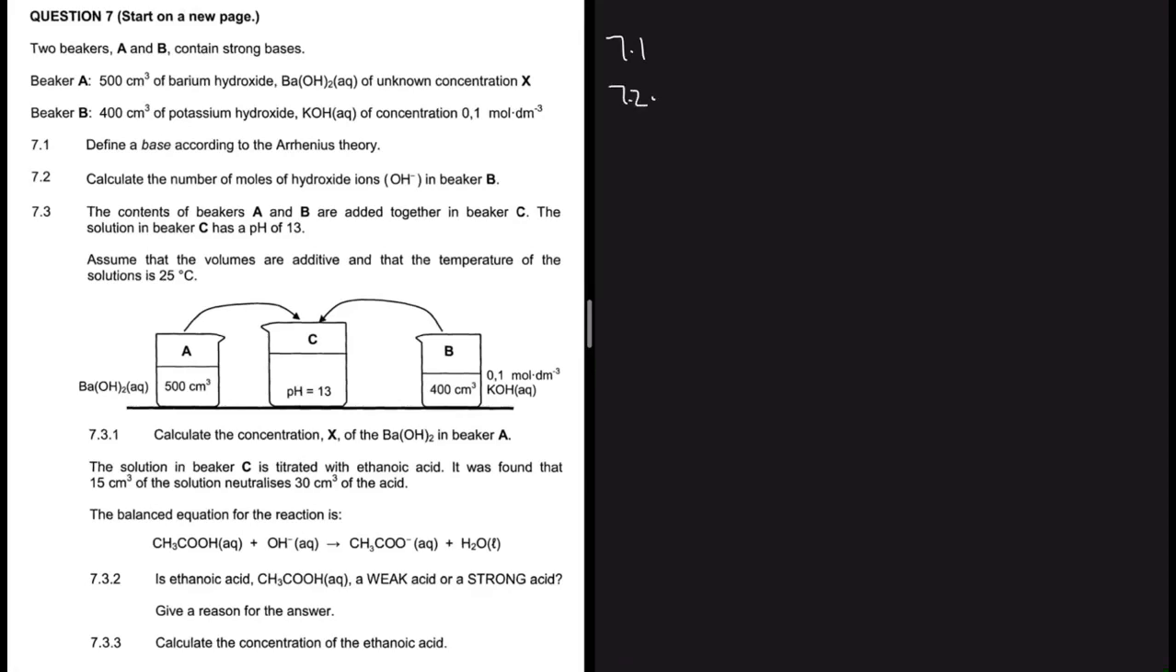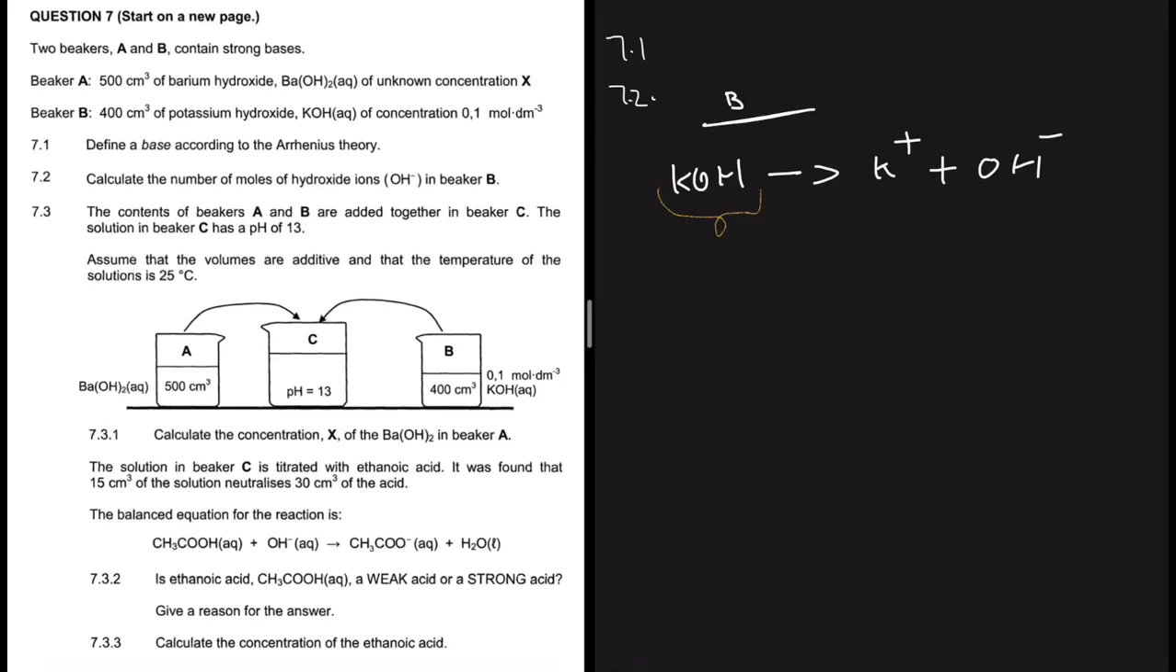7.2 says calculate the number of moles of hydroxide ions in beaker B. So what makes up beaker B? In beaker B, we are told we have KOH, right? And when this ionizes, it will give you K+ and OH-. We are given information about KOH, so from that we'll be able to find the number of moles of OH. So let's go ahead and do that.